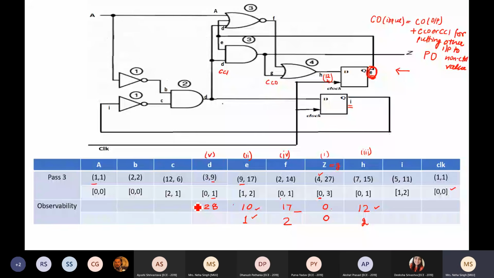Calculate for C. D's observability 28 and B's CC1. So B's CC1 is 2. So 28 plus 2, 30 and plus 1, 31. Sequential, D's is 3 and C's 0. So 3. Right.